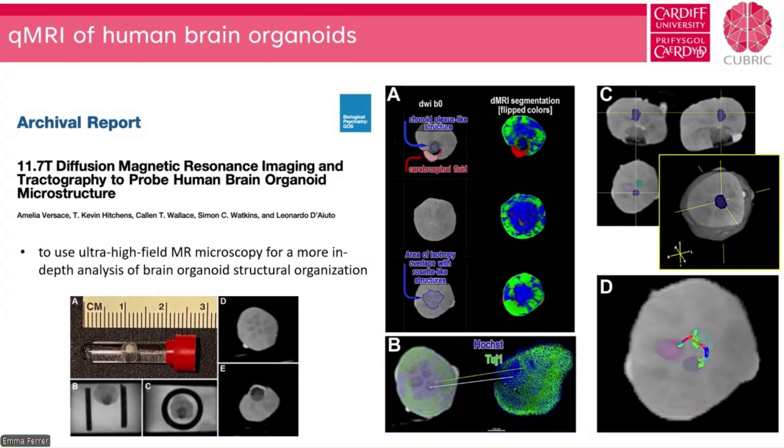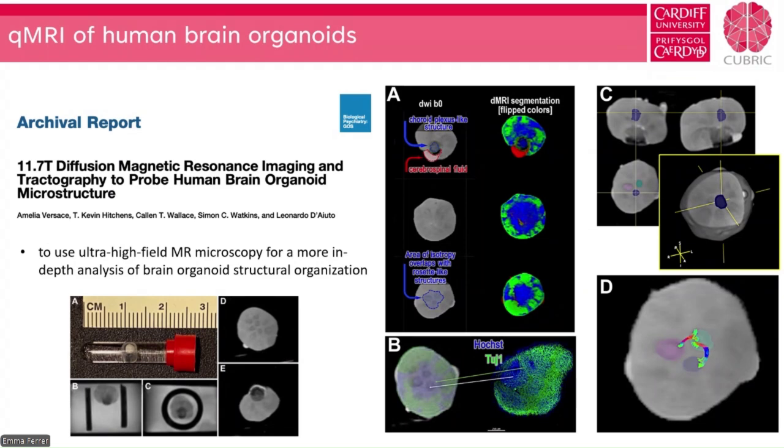The second one instead was very much targeted at, shall we use MRI to characterize the architecture of the organoid? And so in this work, they actually performed tractography of organoids, and I think it's pretty impressive. Just a note, very high field. Both studies used a very high field scanner.